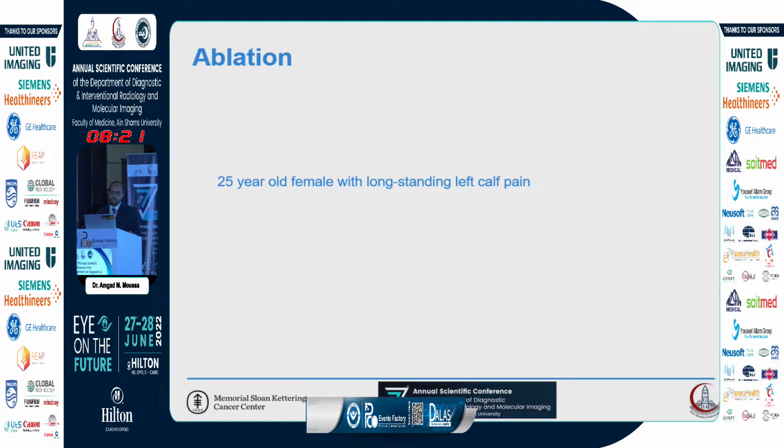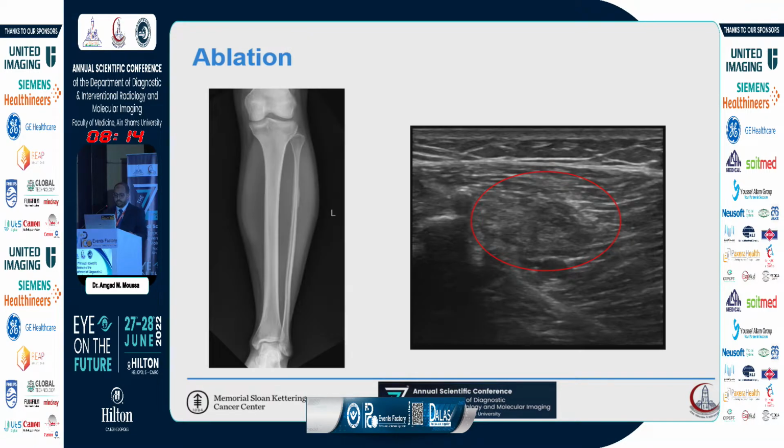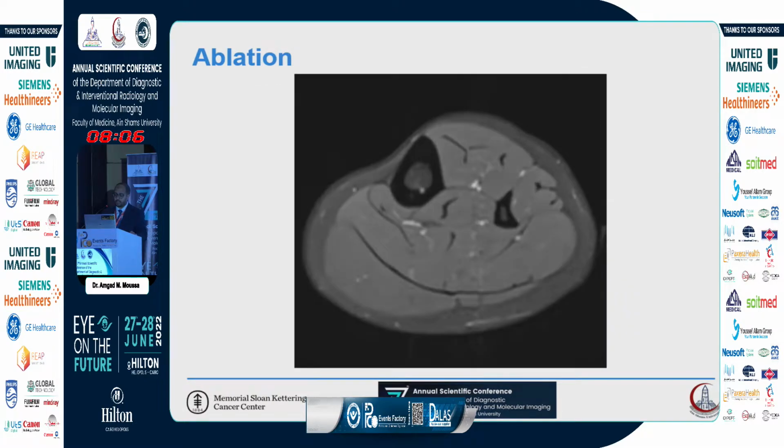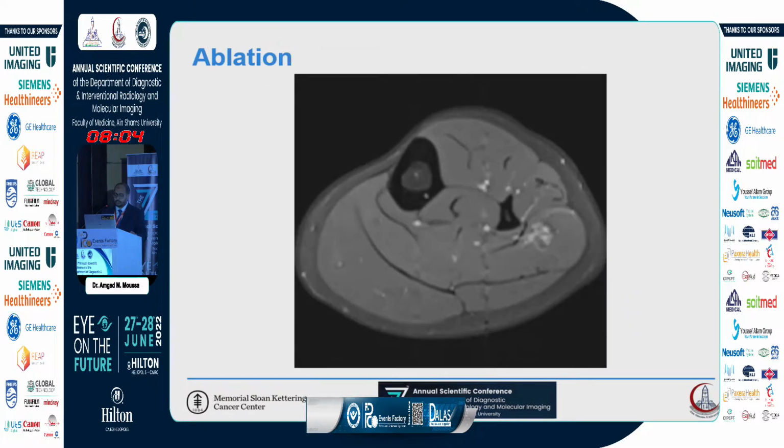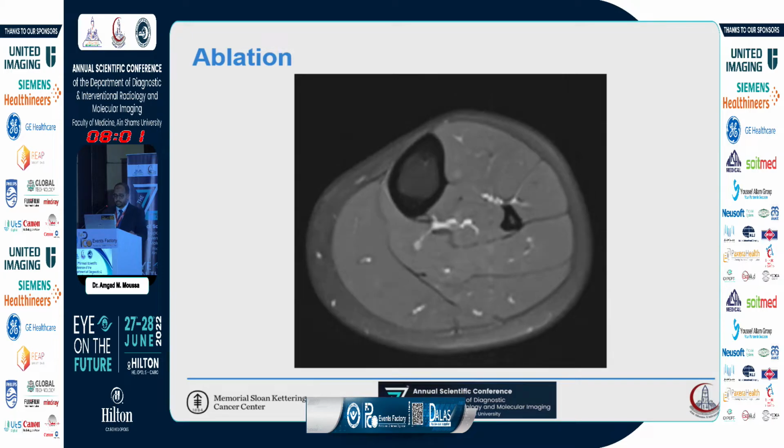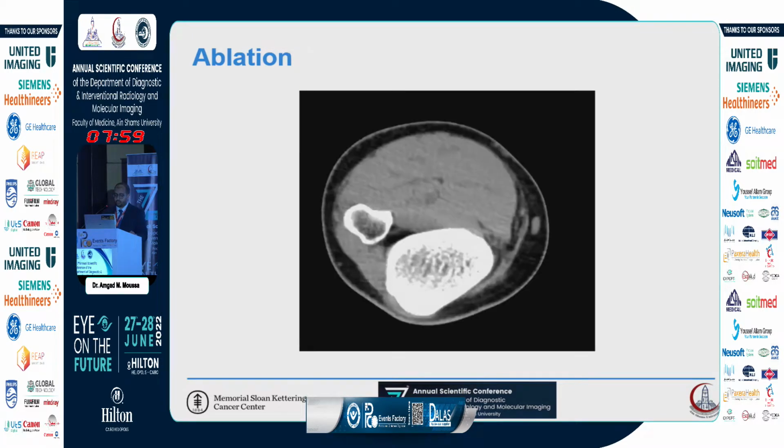What about ablation for patients with benign lesions? For example, this 25-year-old female who had long-standing left calf pain. She had imaging which showed, I don't know if you can see the phlebolith on the x-ray, and the ultrasound showing this hemangioma. An MRI showed this low-flow vascular malformation, and so the patient was referred for an ablation to control the pain.